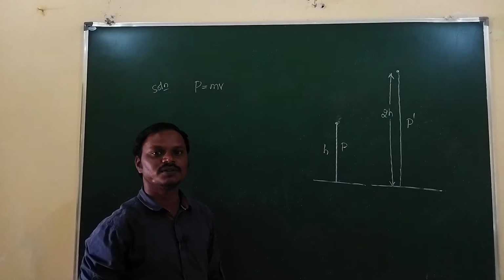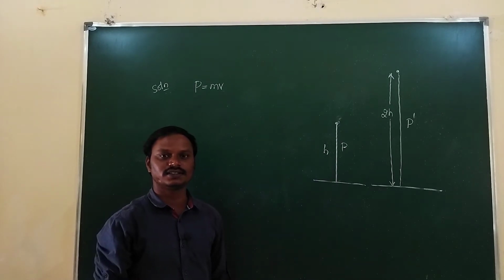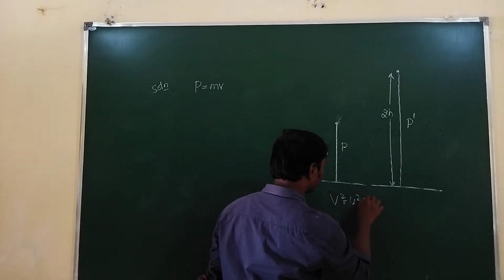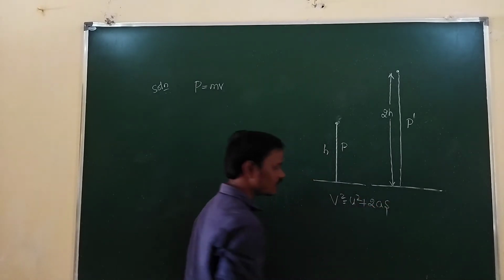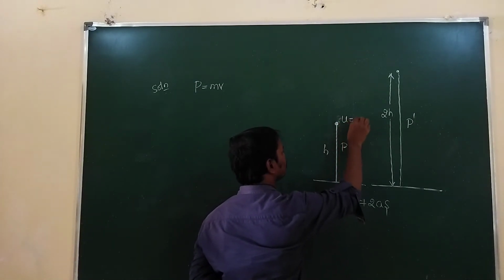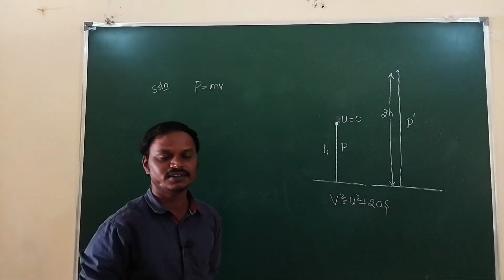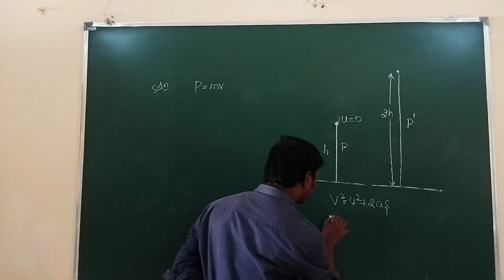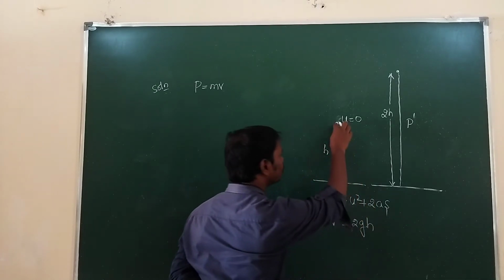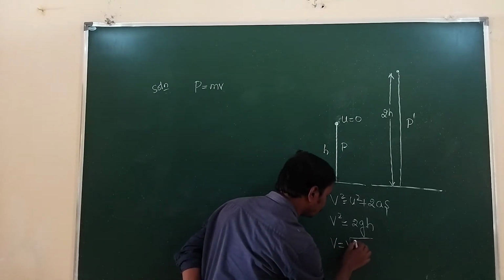Already we know the relation between initial velocity, final velocity, distance traveled and acceleration. That is the third kinematic equation: v square is equal to u square plus 2as. When the stone is dropped, its initial velocity is 0, and instead of acceleration I will take acceleration due to gravity, because it is vertical motion. Now we can write v square is equal to 2gh. Then v is equal to square root of 2gh.